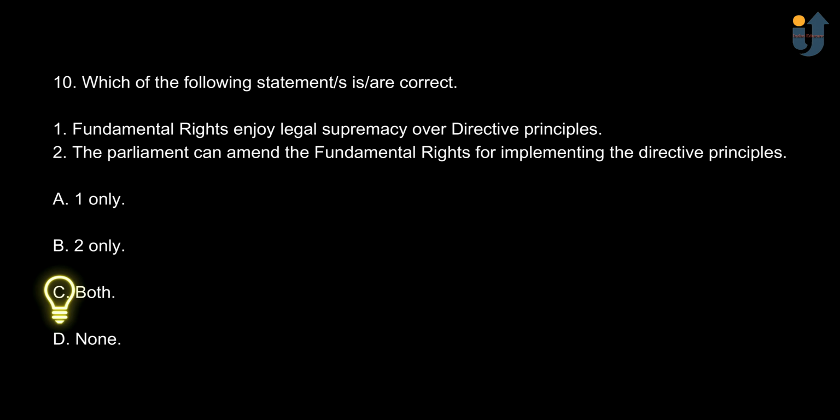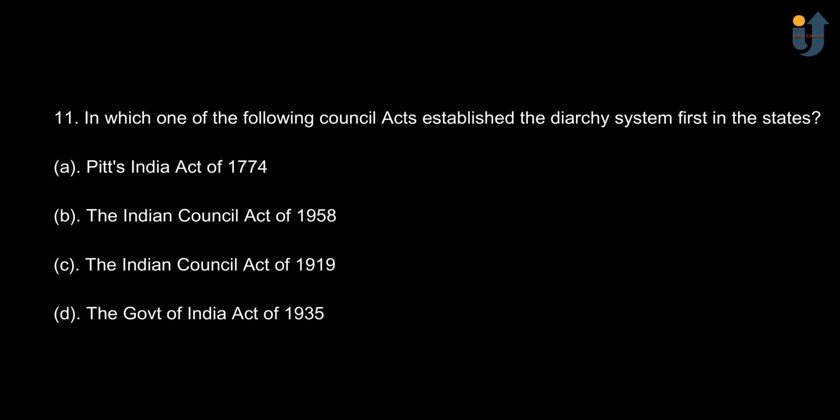Next, in which one of the following council acts was the dyarchy system first established in the provinces? Option A, Pitt's India Act of 1774. Option B, the Indian Councils Act of 1858. Option C, the Indian Councils Act of 1919. And option D, the Government of India Act of 1935. The correct option is option C, the Indian Councils Act of 1919.